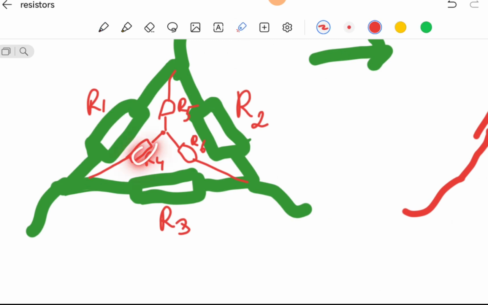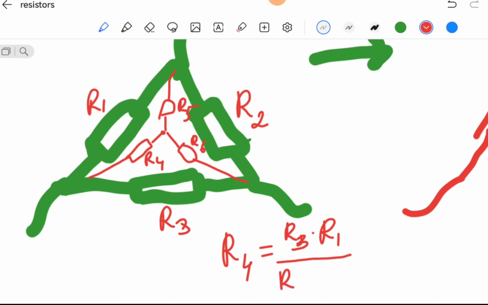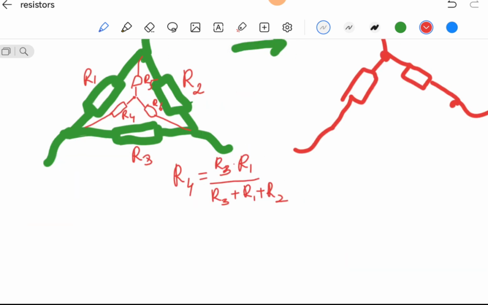How do we find the resistance R4? We see that the resistor with resistance R4 is located between resistors R1 and R3. To calculate R4, simply multiply the resistances R1 and R3 and then divide their product by the sum of all three resistances R1, R2, and R3. This is a straightforward rule. The same method applies to find R5.